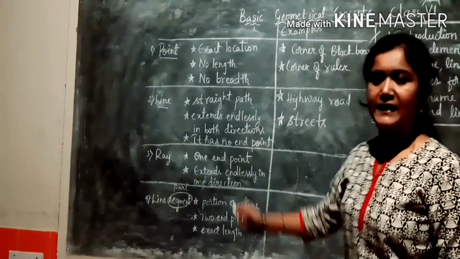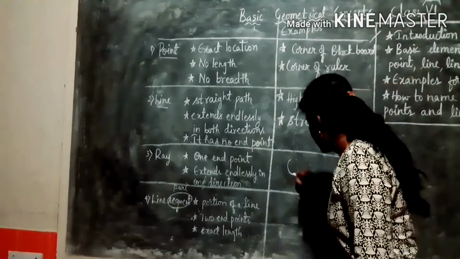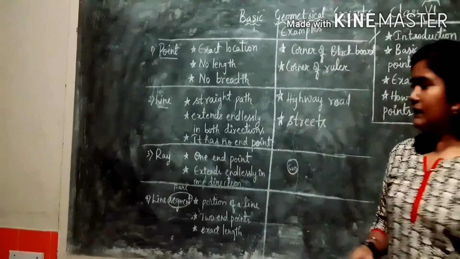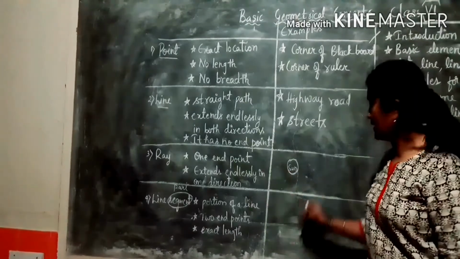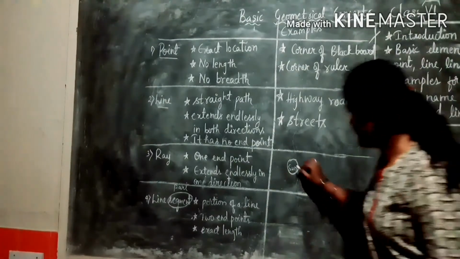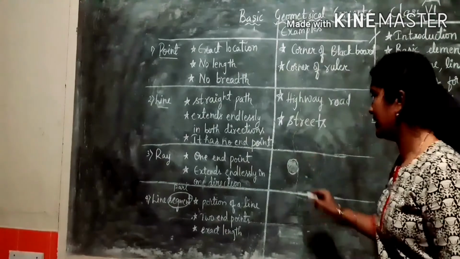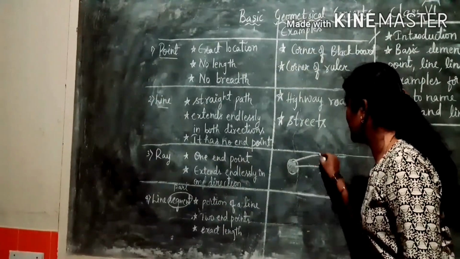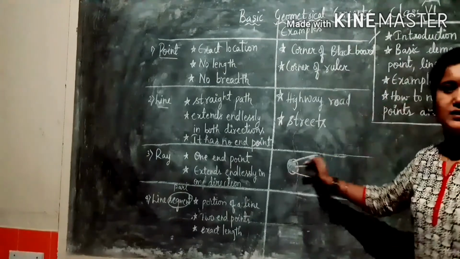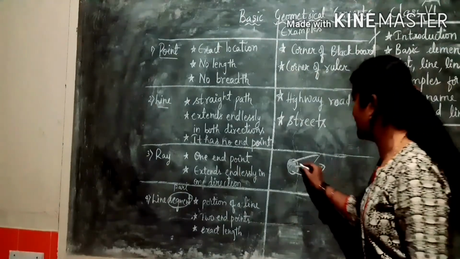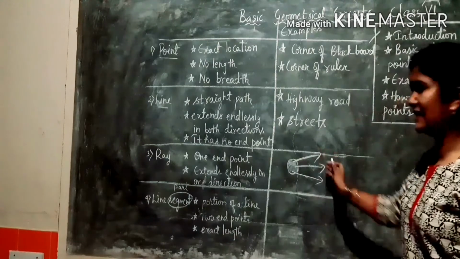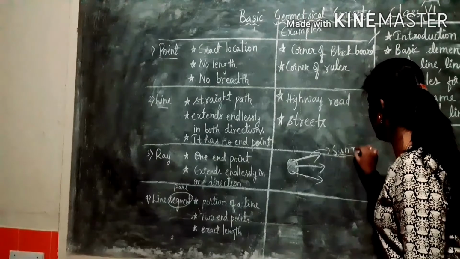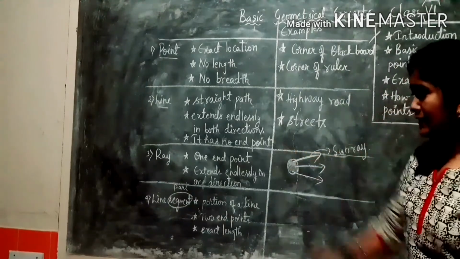Then you have ray. Children, the example for a ray you can take as sun. Here sun can be considered as a point and the light coming out of the sun, the light emerging out of the sun can be considered as the other end. So here the sun ray is an example for the ray.